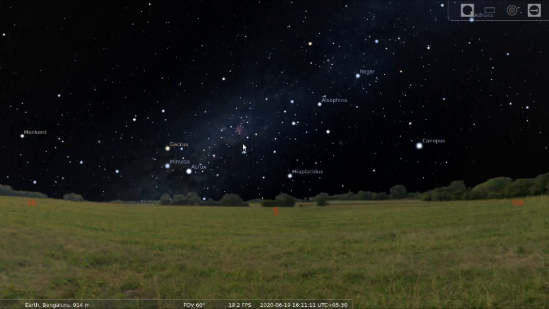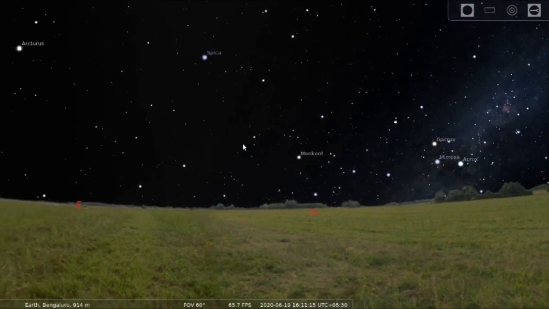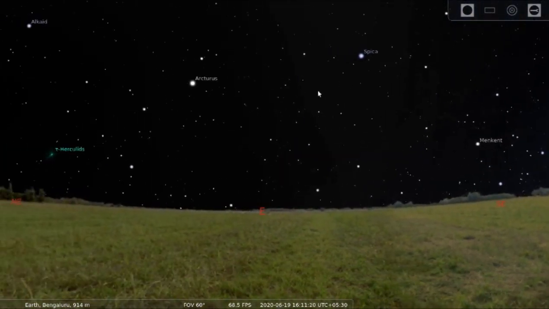Now if you notice, when we move towards the east, you will see lots of interesting stars here, and this is the east point, and as I have told you many times, stars do rise in the east and set in the west.